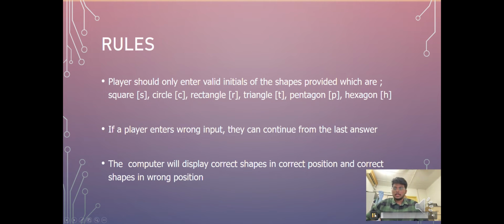Okay, so what are the rules? We can see the rules here: the player should enter valid initials of the shapes provided by the list, which are square S, circle C, rectangle R, triangle T, pentagon P, and hexagon H. If a player enters wrong input, they can continue from the last answer. The computer will display correct shapes in correct places and correct shapes in wrong places.